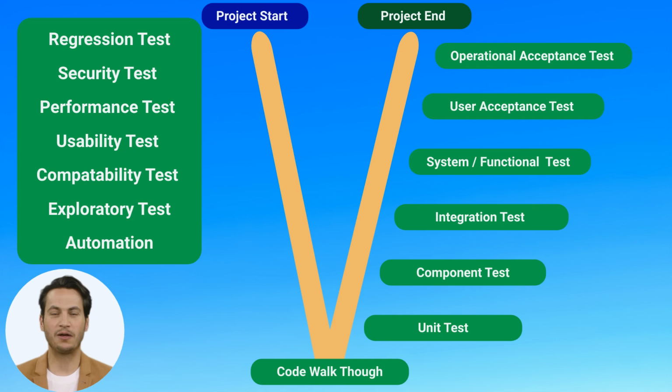Most of these have been covered in this course already, but I would just like to discuss a couple that I haven't mentioned yet. Compatibility tests. A great example of this would be to test an online application against different web browsers such as Firefox, Edge, and Chrome. This could take place in any test phase.